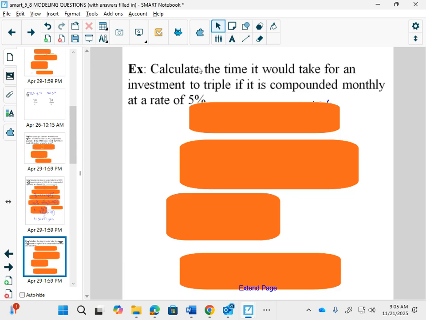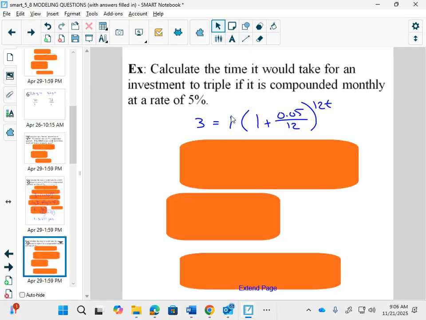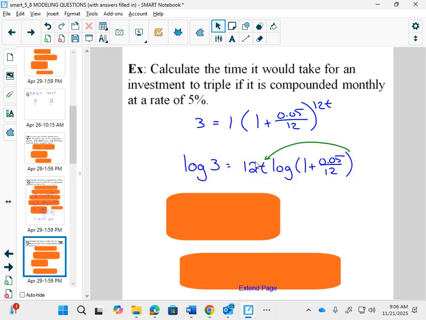So here's one. Calculate the time it would take for an investment to triple, but they don't tell you how much. So when you go to plug it in the formula, you can pick anything. I chose 1 and 3. You could pick 2 and 6, 10 and 30. It does not matter. The nice thing about picking 1 and 3 is that you don't have to divide to get the 3.